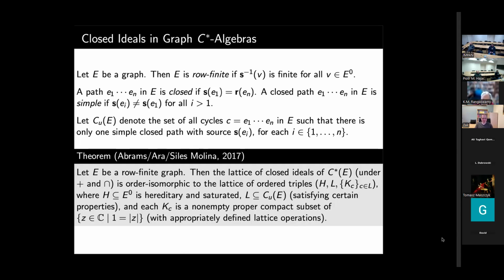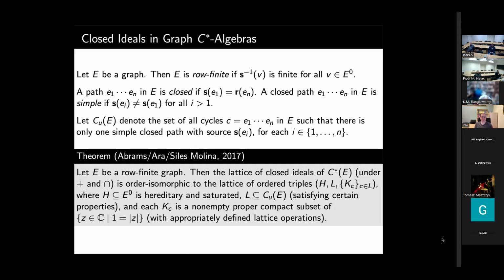But what I want to point out here is this description of the lattice that they gave. They write down this other lattice where the elements are these triples. The first bit is a hereditary saturated set of vertices. The second bit is a certain set of cycles. And the third bit, in this case, is something that connects them. Here it's a non-empty proper compact subset of the unit circle. And you have to turn that into a lattice, so you have to define an ordering on these triples, and it's slightly complicated. I didn't put it on the slide, but they do that.